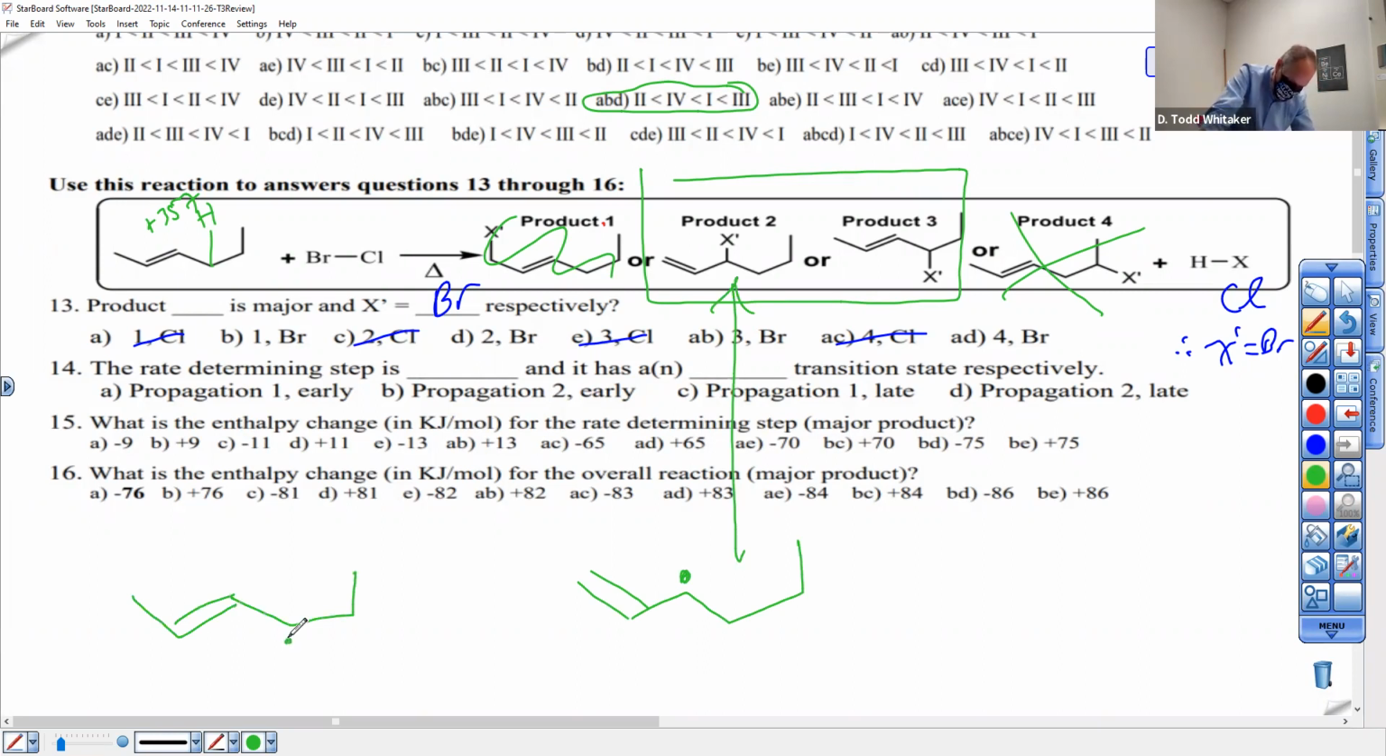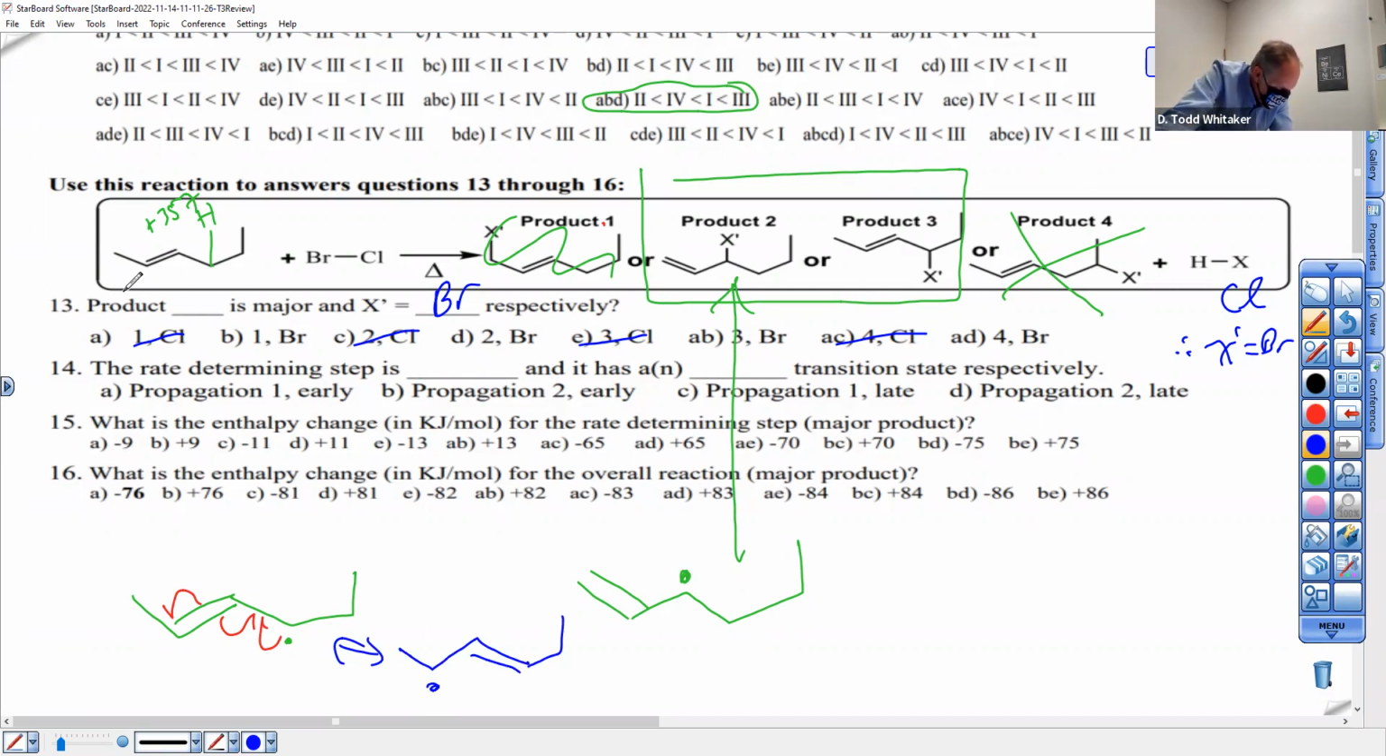Okay? And I see that something funky is going on here. There's resonance that stabilizes radicals. That's why radicals are so special. And I see that this gives this radical, which isn't listed for any products, right? So that's not an issue anymore.